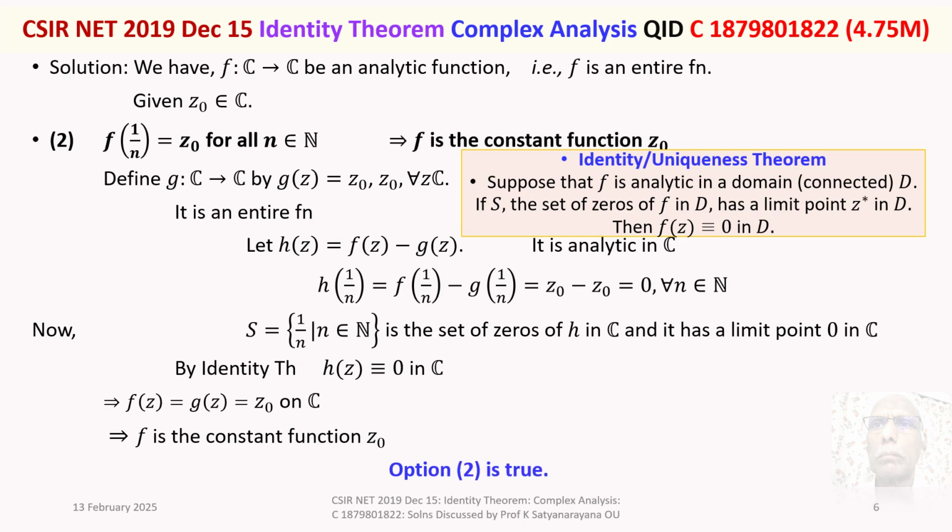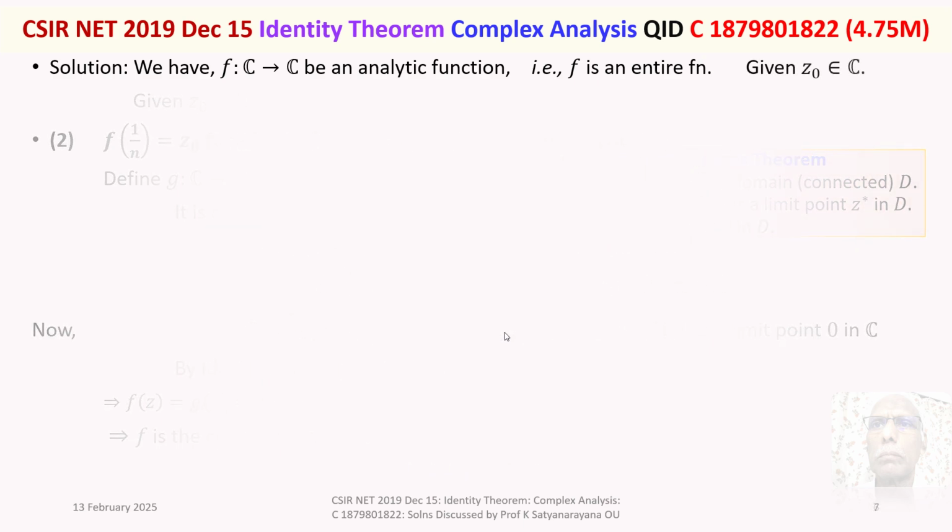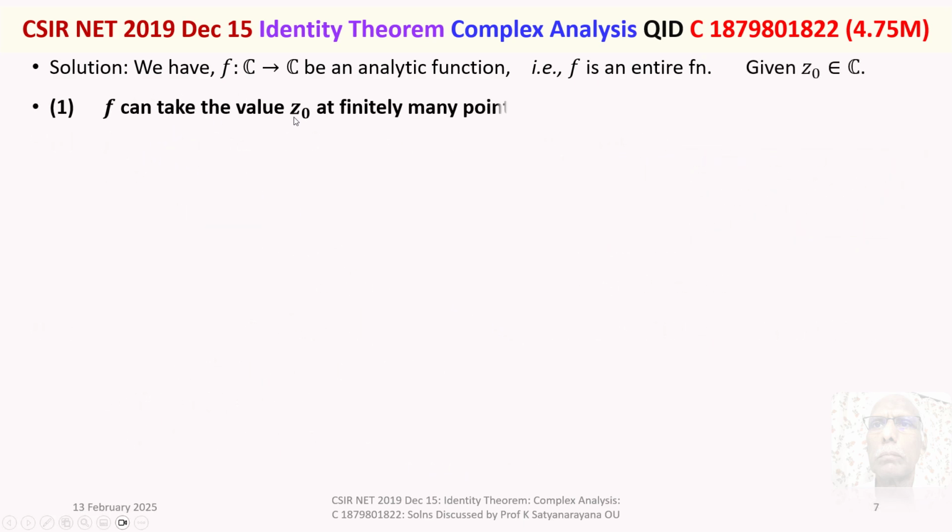Agreed. Move to the next options. Let's take option 1. f can take the value z naught at finitely many points in the set consisting of 1 by n, n belongs to N. Right. Yeah, this can happen. We can find a function which takes the value z naught at finitely many points of this one.